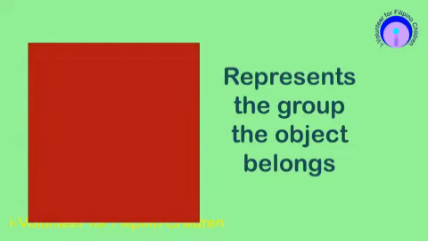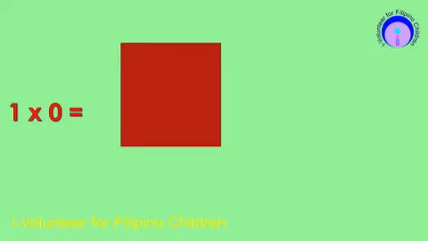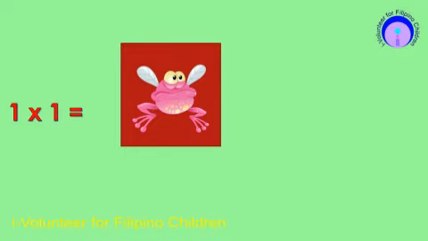Si Group B o ang quadrilateral shape ay gagamitin natin upang pagsasama-samahin ang mga magkakaparehong object. The first example is 1 times 0. This means that the first number refers to the group and the second number, 0, refers to the number of objects inside the quadrilateral shape. In this example, 1 times 1 means one group with one object.